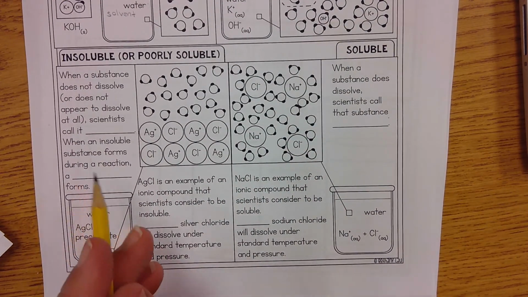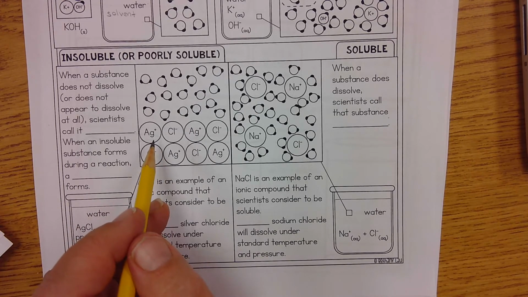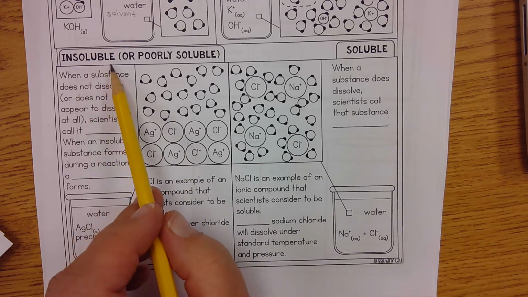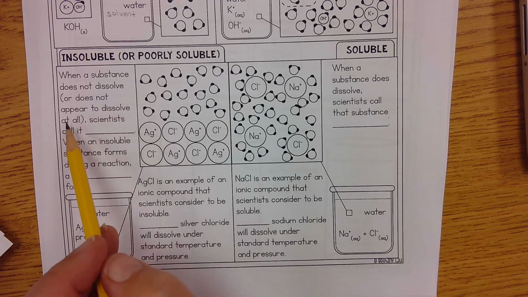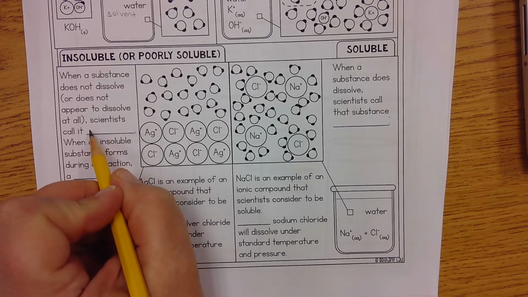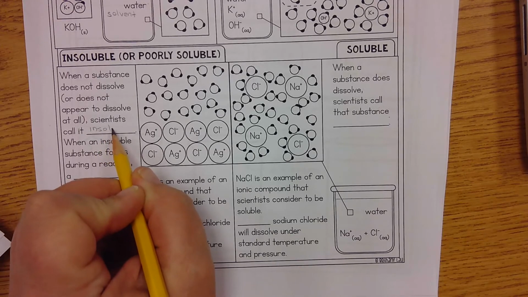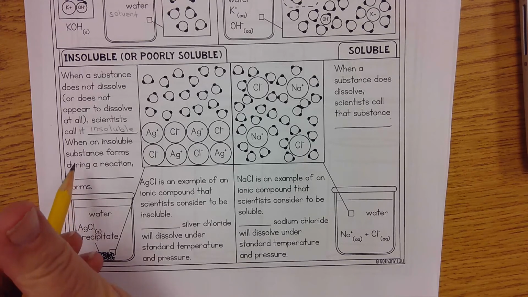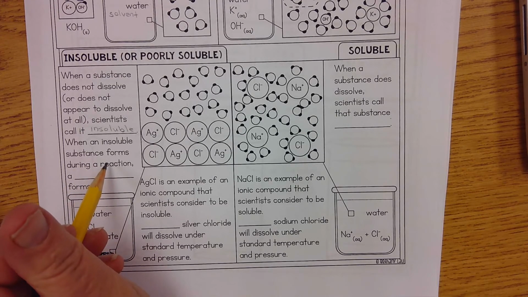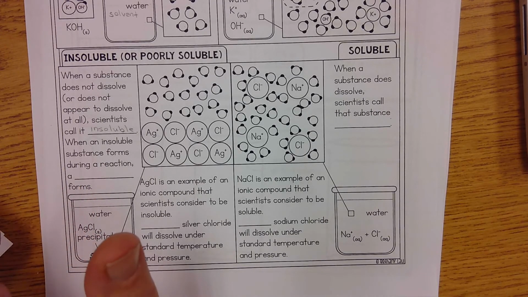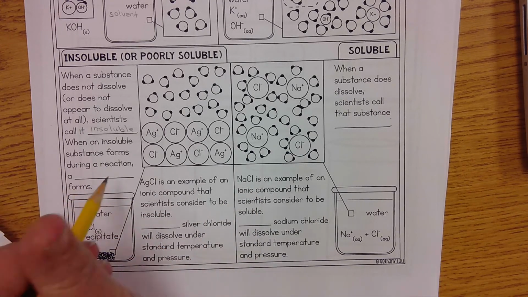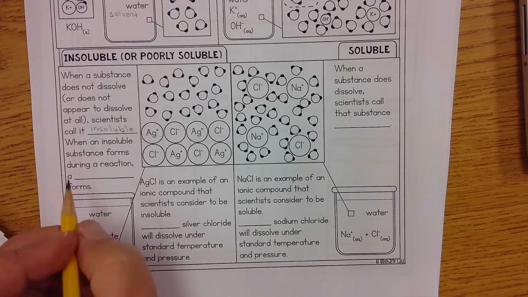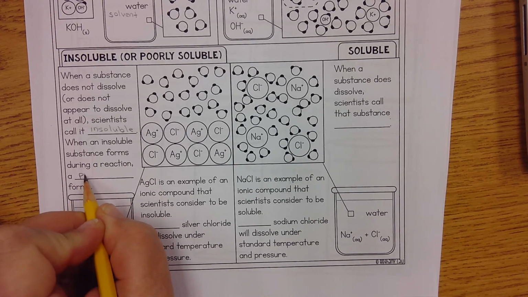Sometimes there are chemicals that don't dissolve or don't dissolve very well in water. They are what is called insoluble. So when something doesn't dissolve or it doesn't appear to be dissolving very well, we call that insoluble. When you have a chemical reaction and you form an insoluble substance, it's very possible that you could have two things that are soluble, but when you mix them together, they form something that is insoluble, that doesn't dissolve. Okay, we call that stuff that doesn't dissolve a precipitate.